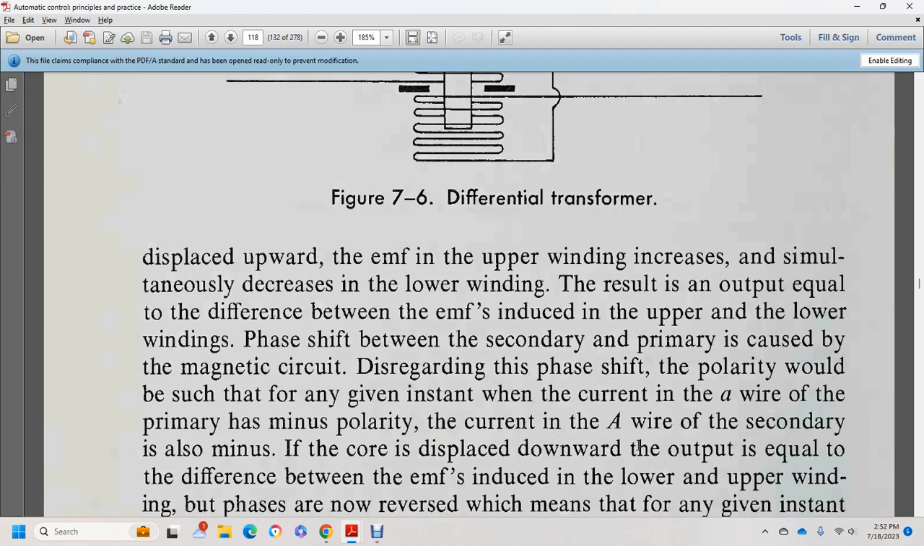If the core is displaced upward, the EMF of the upper winding increases while the lower winding's decreases, with the result that the output is equal to the difference between the EMFs induced in the upper and lower windings. A phase shift occurs between the secondary and primary caused by the magnetic circuit.